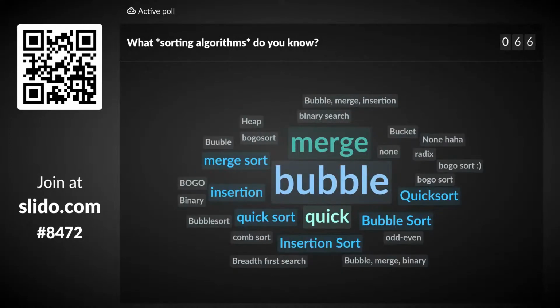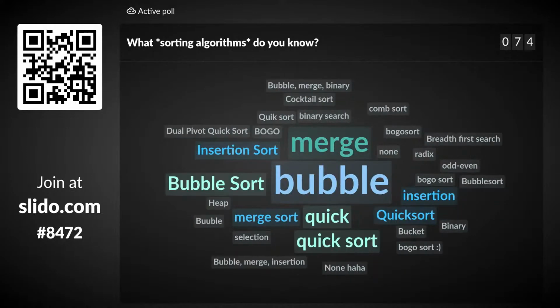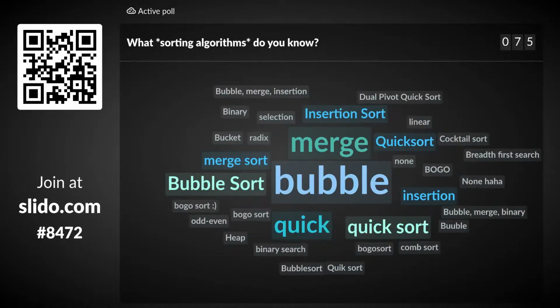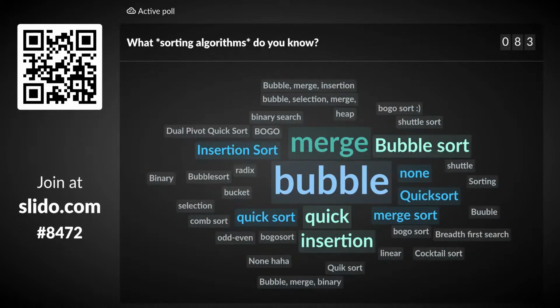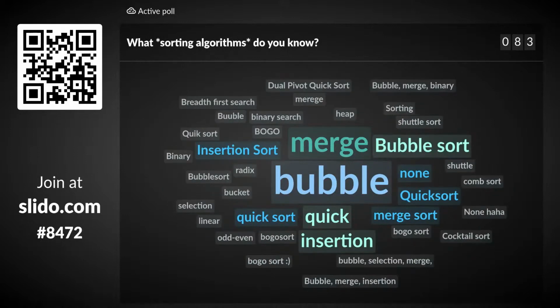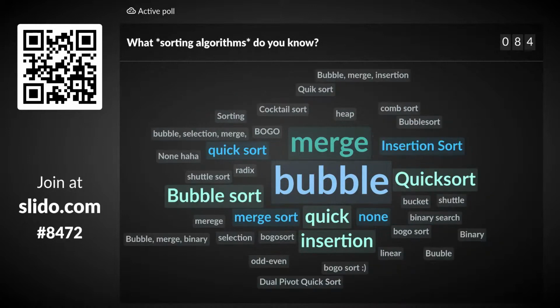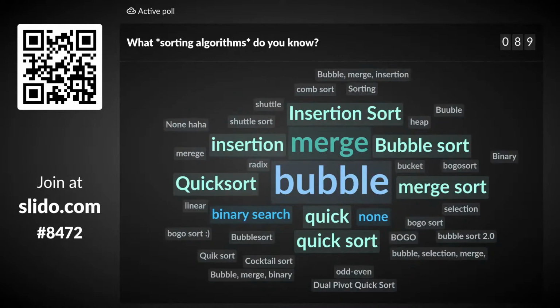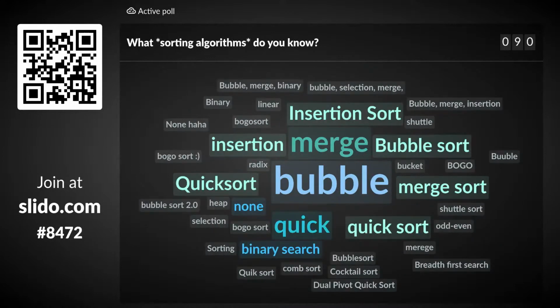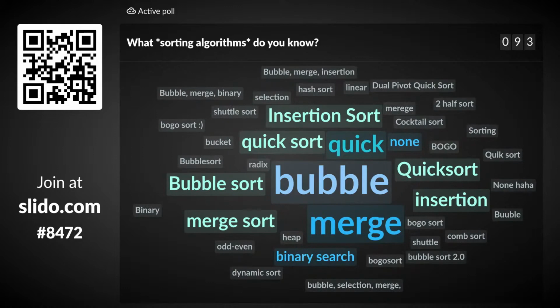Okay, the system could be smarter to merge these. And all sorts of other ones. They keep moving so fast it's hard to read. Amazing, guys. That's a lot of different sorting methods. None, haha, is also great. It's a perfect method. Okay, pretty cool.